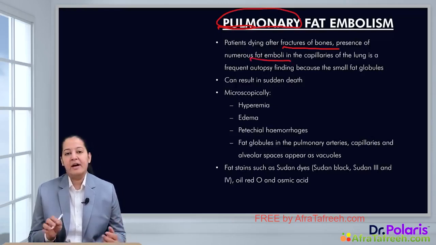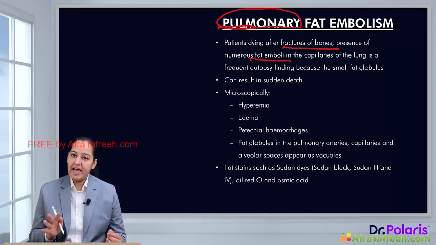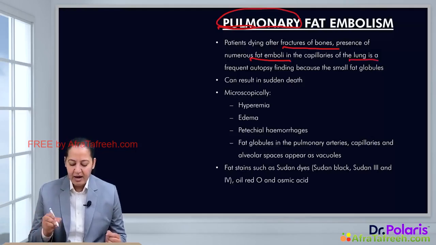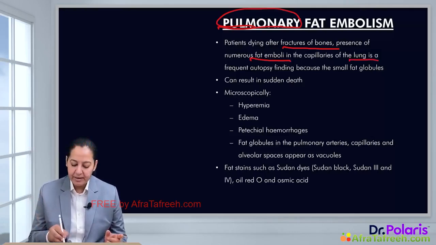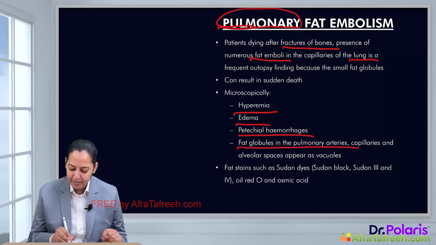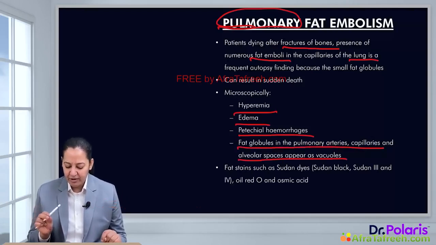It will leak, it will come in the vein. From the vein, it will go to the SVC-IVC. From the SVC-IVC, it will go to the right side of the heart and ultimately it will reach the lung. And it can cause pulmonary fat embolism. It can lead to hyperemia, edema, petechial hemorrhage and fat globules in the pulmonary capillary and alveolar spaces inside the lung.